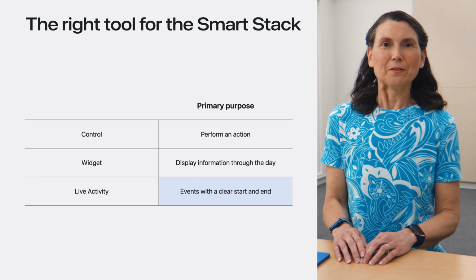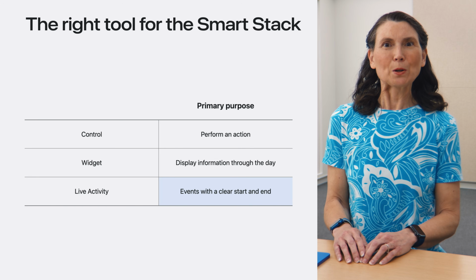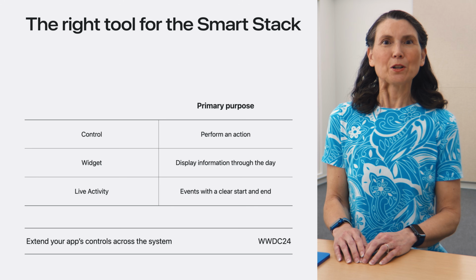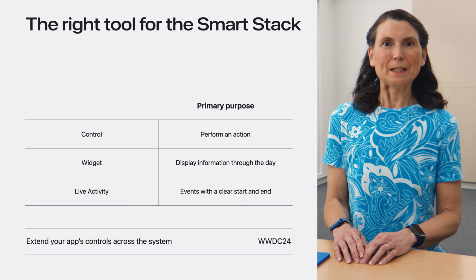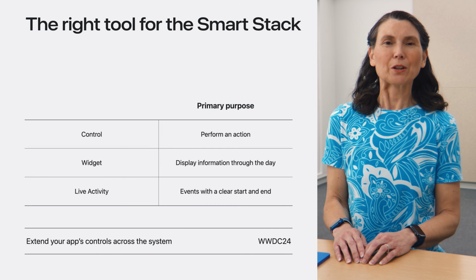Build a live activity for events with a clear start and end, like the progress of a sports event or an airline flight. To get started with controls and get more details, join Cliff for Extend Your App's Controls Across the System.